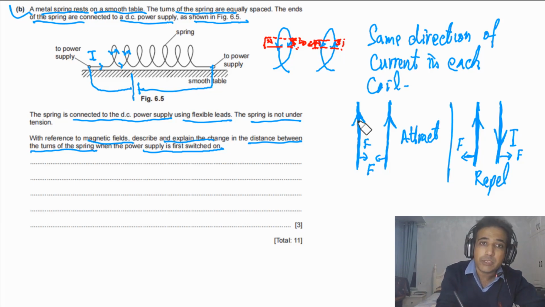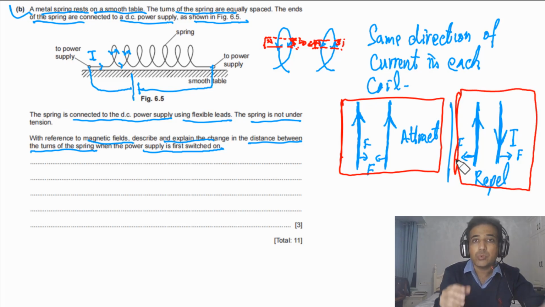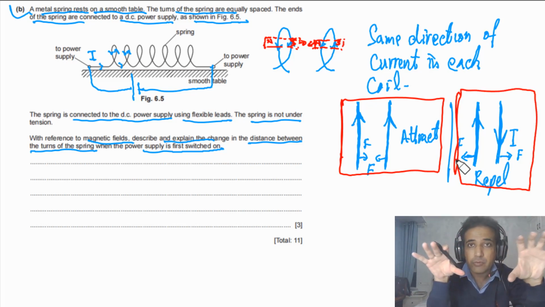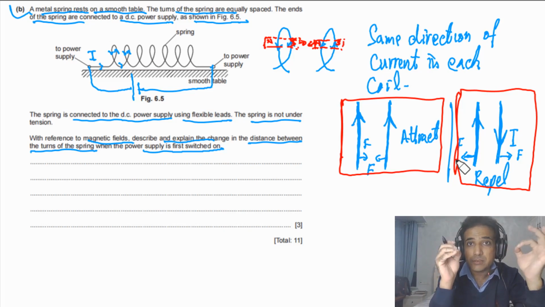This is the basic concept. So these two turns, meaning each turn, will attract each other. They will get closer and the distance between turns will decrease. This question is a common question in past papers, and it is a kind of tricky question, so you need to master this one. If this is clear to you, maybe in your coming exam you will see a question about this concept.